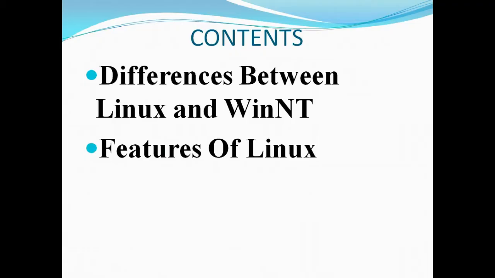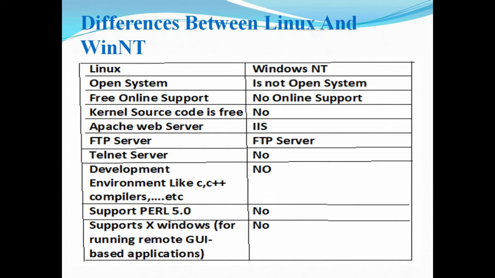So today our topic is differences between Linux and Windows NT and features of Linux. Here we have some of the differences between the Linux and Windows NT operating systems. The first one is that Linux is a completely open system. Not only the executable, the source code is also freely available in the industry. But Windows is not an open system.